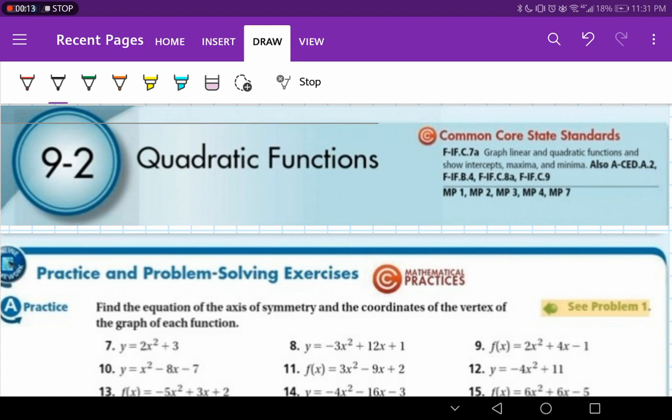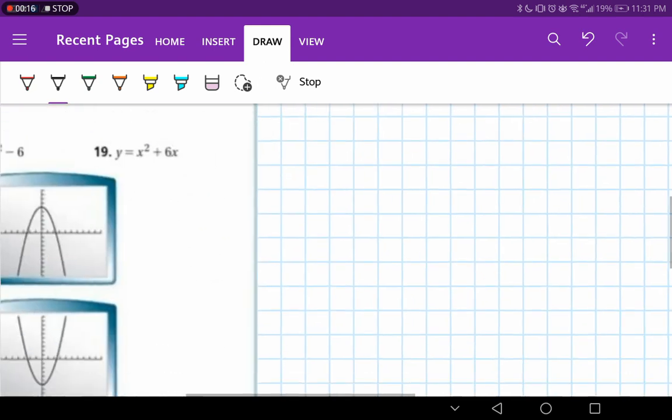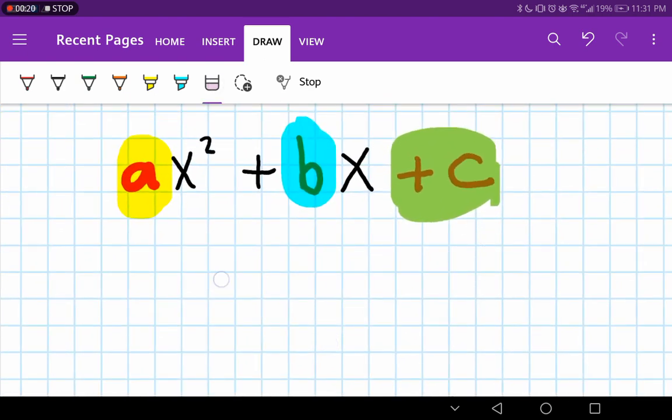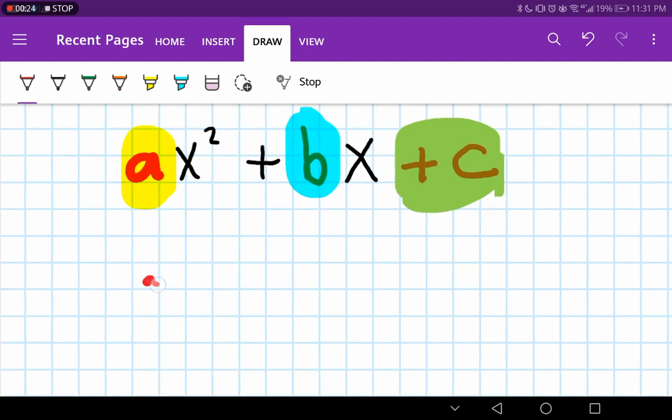Our mission or objective is to graph quadratic functions. Regarding this lesson 9-2, to graph any quadratic equation, you need, firstly, the axis of symmetry, and you need the vertex, and last, the y-intercept.